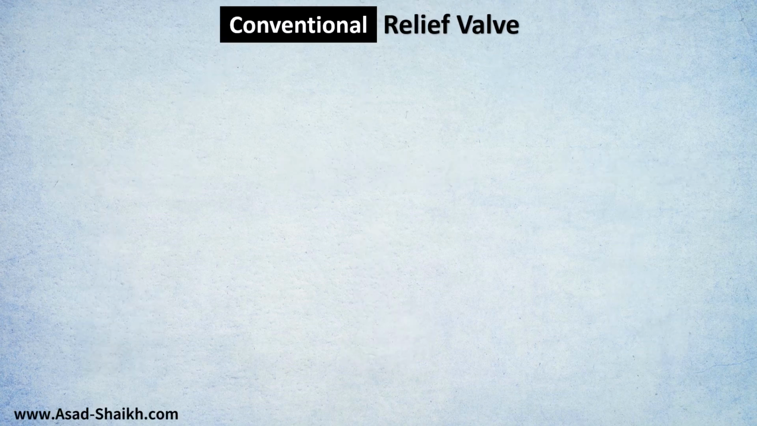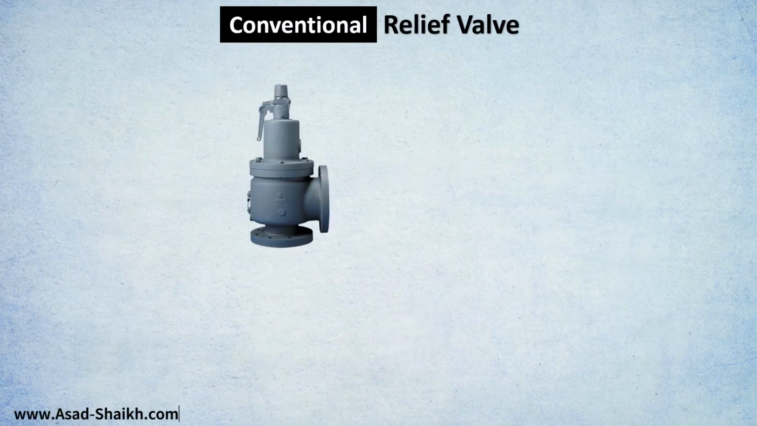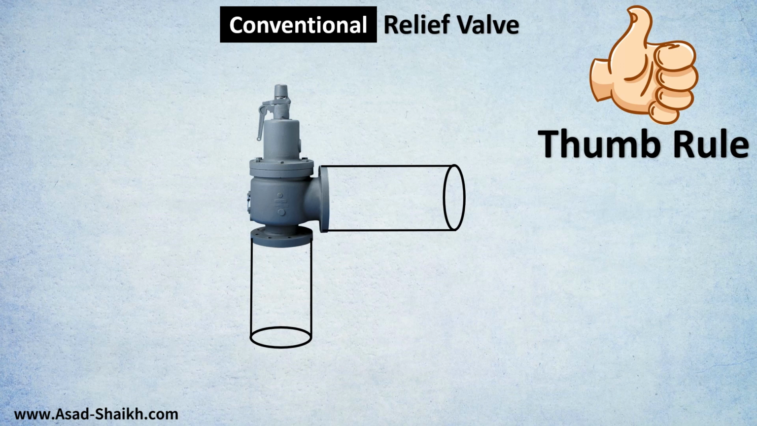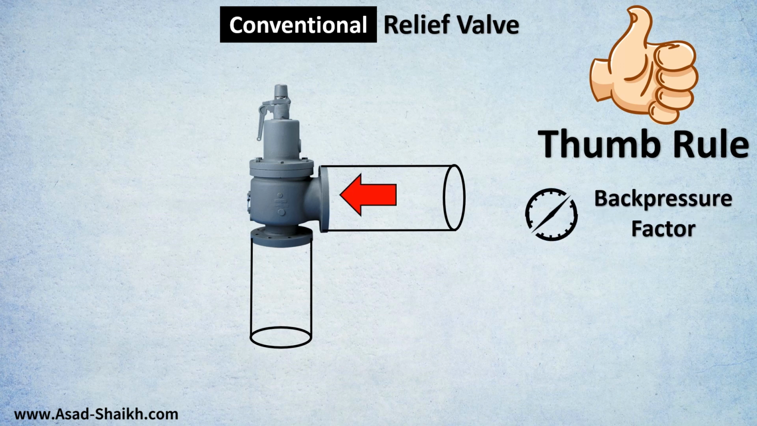So for selection of conventional relief valves, imagine here's your conventional relief valve with your inlet and outlet connected to the piping. The most important thumb rule while selecting relief valves is basically the back pressure factor. The back pressure is the pressure which is acting on the downstream of the piping to your relief valve outlet.